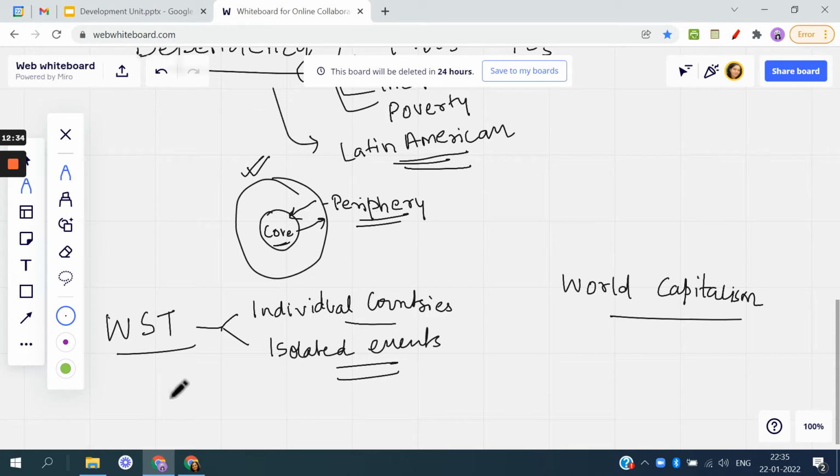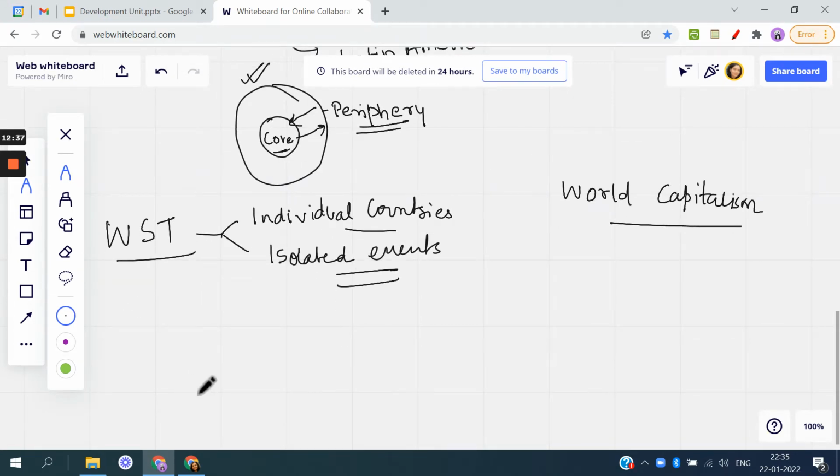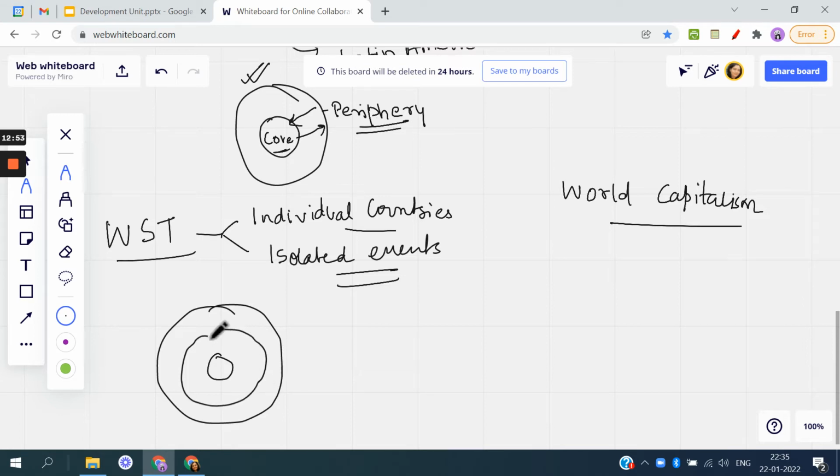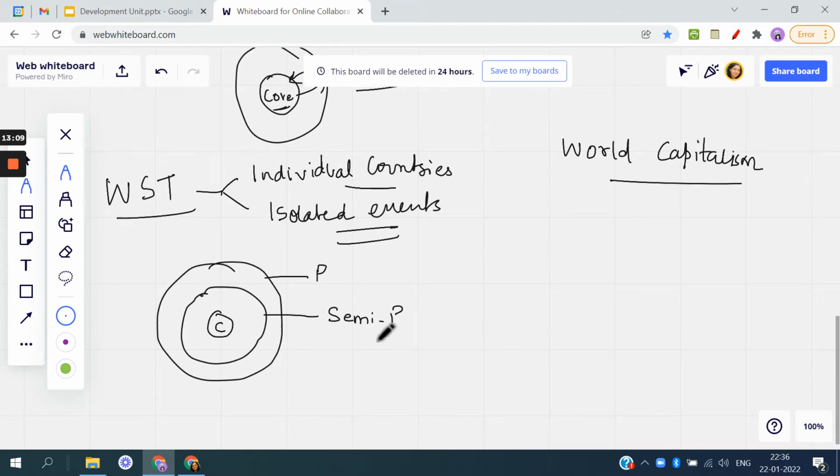It also talked on a similar line that there would be core countries and periphery countries. Then world system theory said that there would be one more set of countries which is known as semi-periphery. So this is periphery, this is semi-periphery. And who are these semi-periphery countries? Semi-periphery countries are the developing countries.